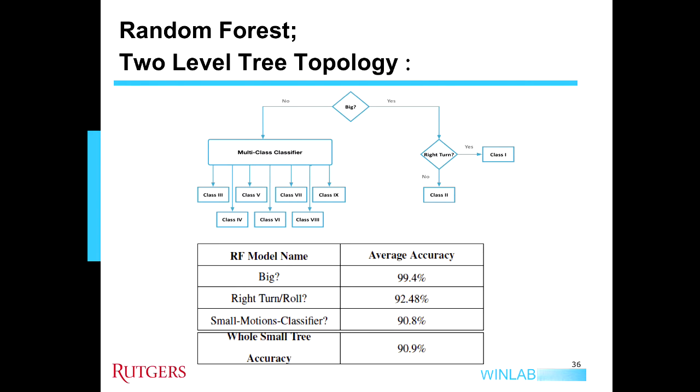For each classifier, for example, the big classifier, its accuracy is 99.4%. So it's very good at classifying big from small. Distinguishing right turn from left turn or roll is 92.4%. The small motion classifier classifies the small family into one of the 7 motions, hand, legs, and so on. It's 90.8%. The whole accuracy of this system is 90.9%, which is the best that we have so far. With random forest, we reach this best accuracy. This is the best accuracy we got from random forest.